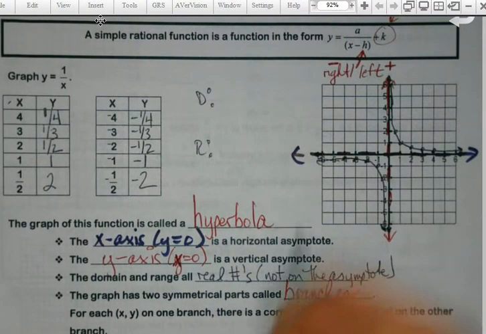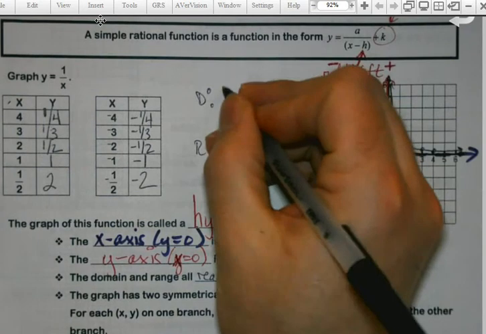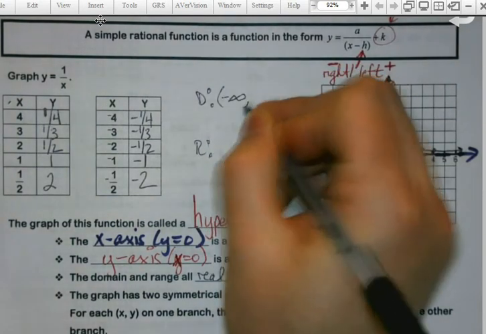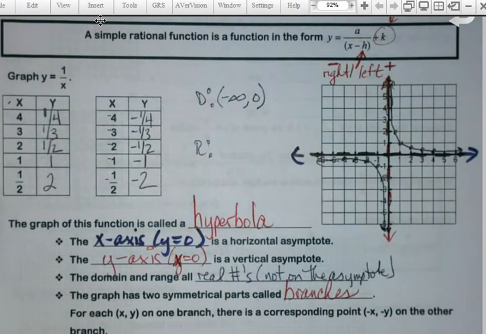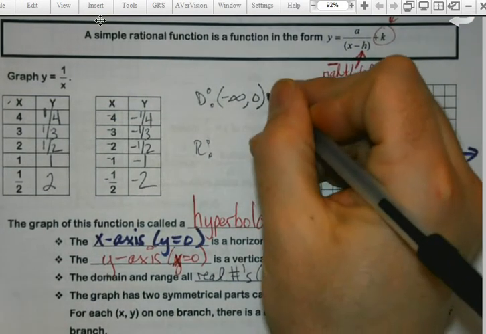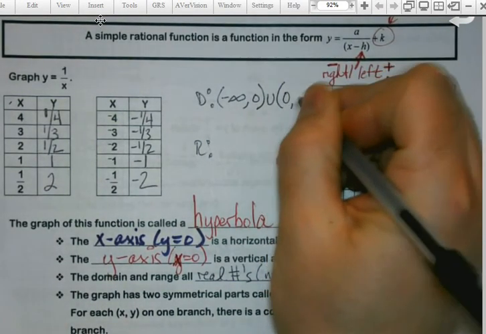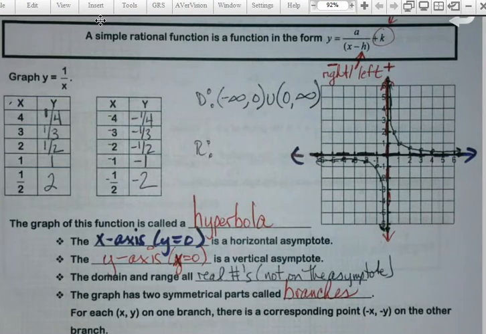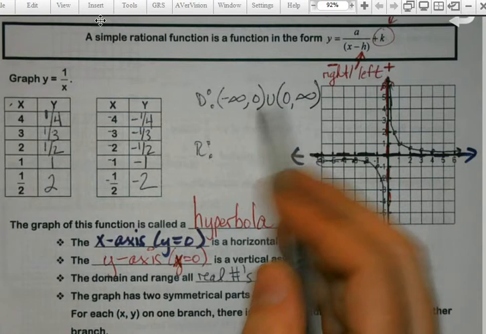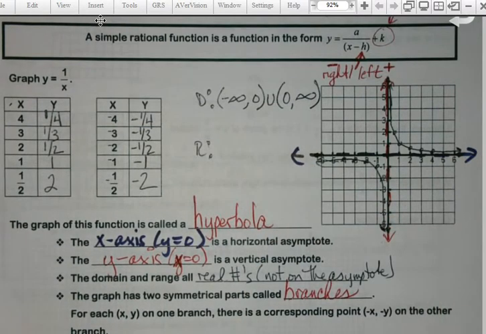0. So my domain is going to go from negative infinity to 0. Got to be a parenthesis because 0 isn't included. And this is going to seem strange. And then it goes from 0 to infinity. That's how I write an interval notation. I want all the real numbers except my asymptote, which in this case is going to be 0.